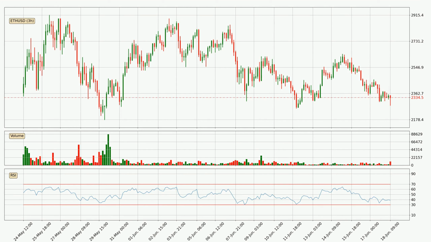Jumping to the 3-hourly relative strength index, the current 3-hourly RSI is at 39. So there are currently no signs of the crypto being overbought or oversold.